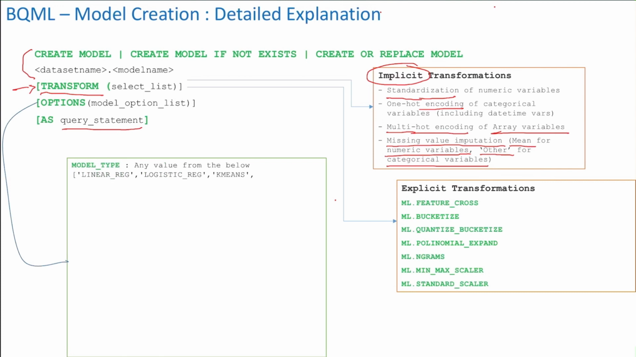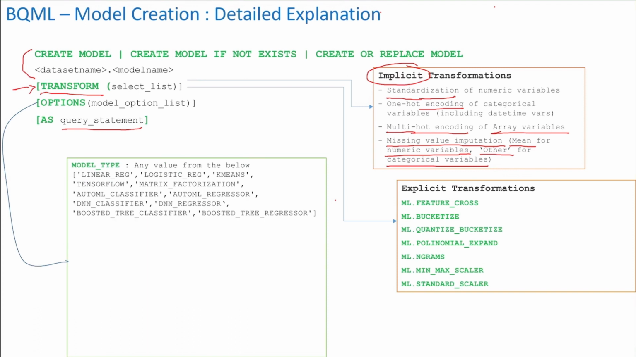So the first one is the model type, right? You need to tell BigQuery what type of model this is. We saw it in the previous example, when we were trying to predict the likelihood of refinance for a mortgage, that we specified a logistic regression model type, right? So these are all the available options within the model type parameter.